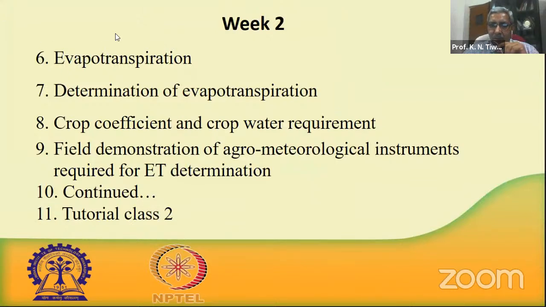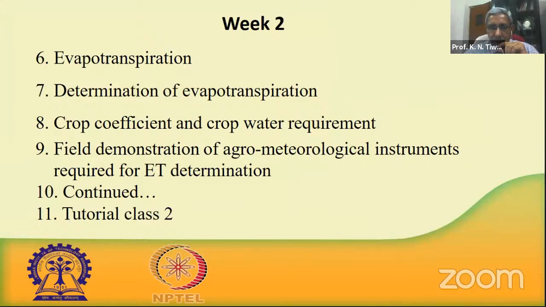we have taken up topics on evapotranspiration. We have discussed different methods of determining evapotranspiration. We have found out the crop coefficient and water requirement. We conducted a field demonstration of various agrometeorological instruments and how the data collected from those instruments can be used to determine evapotranspiration.